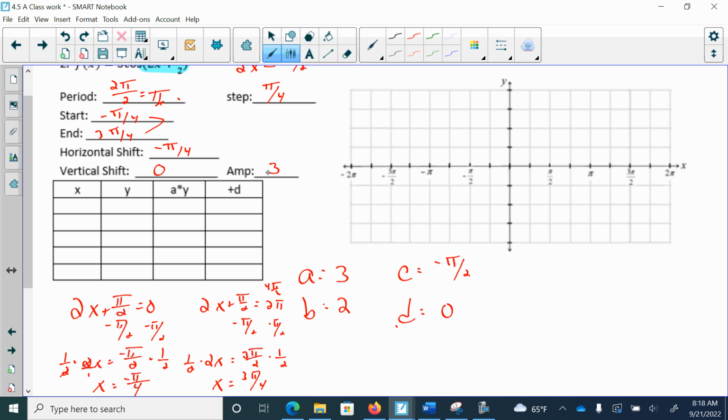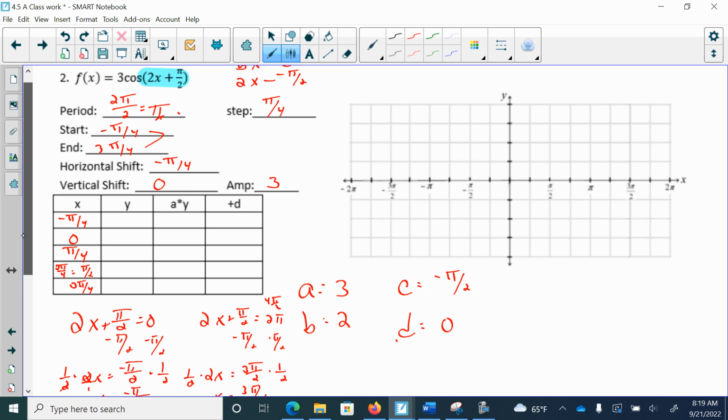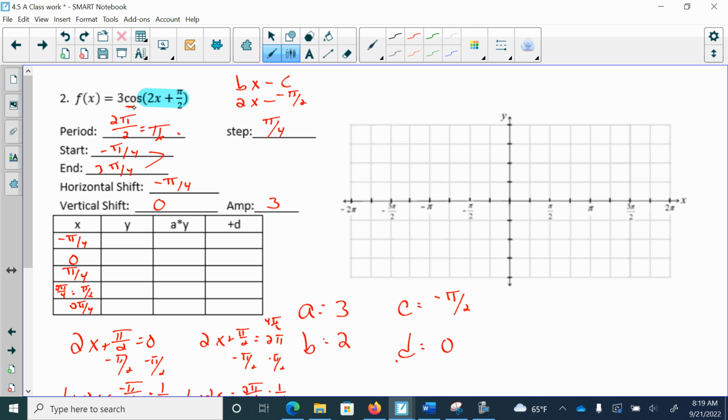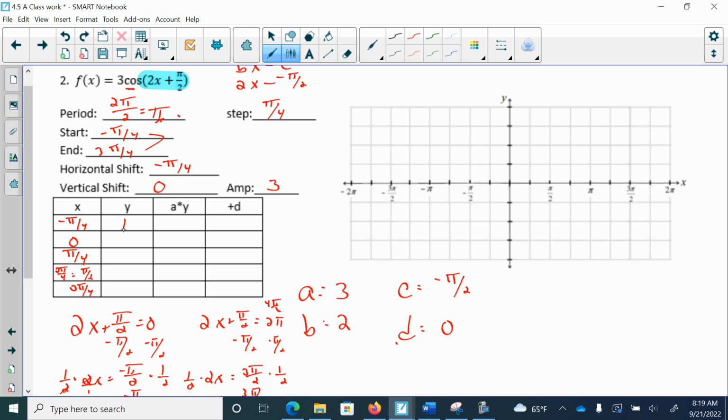Okay, it says I'm starting at negative pi over 4. My step is positive pi over 4, so negative pi over 4 plus positive pi over 4 is 0. Then 0 plus pi over 4 will be pi over 4. Add another pi over 4, and I get 2 pi over 4, which I'm going to write as pi over 2. And then finally 3 pi over 4. Go up here and see that it's a cosine curve, which means my pattern is going to be 1, 0, negative 1, 0, and 1. That's just something that I'm going to have to memorize.